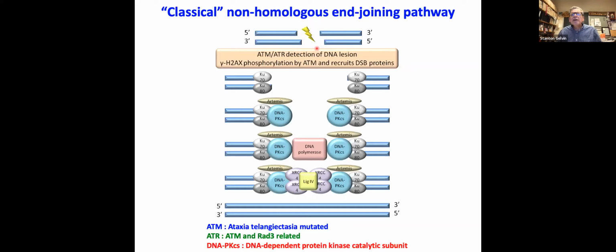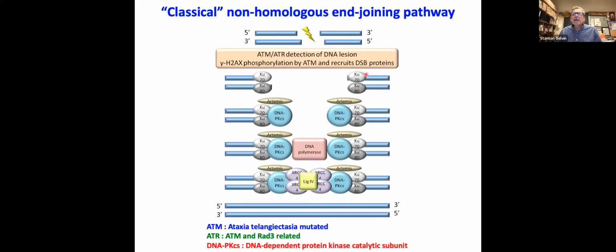So when you get these breaks, it sets off a kinase pathway. You use these kinases called ATM and ATR, and they will phosphorylate an unusual histone called histone H2AX. So the phosphorylated form of histone H2AX is called gamma H2AX. And this phosphorylated histone will then bind to both sides of the DNA for maybe hundreds of kilobases on each side of the break. And this will mark a break site and attract the DNA repair machinery.